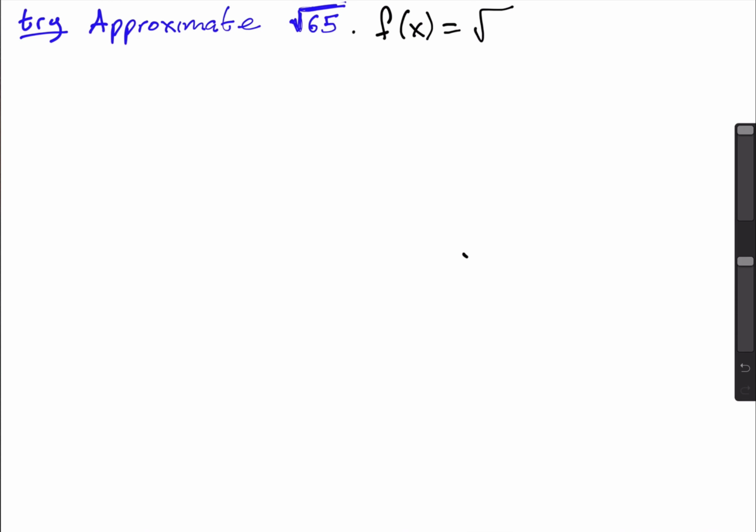Square root of x. One thing to note is that it doesn't necessarily have to be square root of x. It could be, for example, square root of x plus, I don't know, 64. Well, what number would you plug in there to get square root of 65? 1, right? Not that you should do that. I'm just saying that you can.